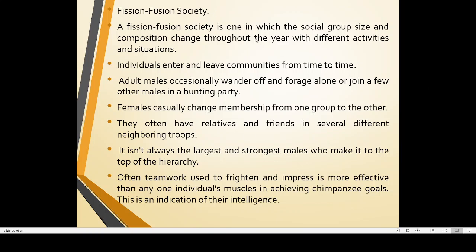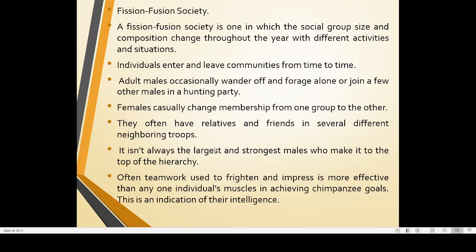A fission fusion society is one in which social group size and composition change throughout the year with different activity. Sometimes 5 members, sometimes 10 members, sometimes 50 members. So there is no strict order about how many members will be there. Sometimes they will form smaller groupings, sometimes larger groupings, depending on the responsibility and the activity they are supposed to do.